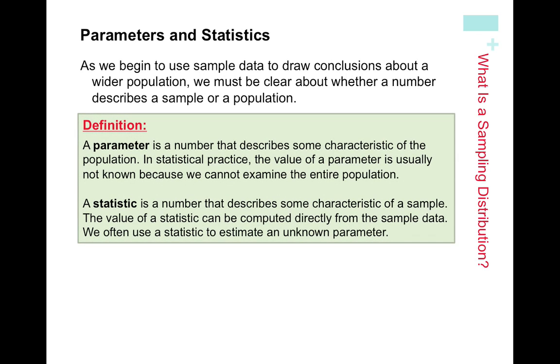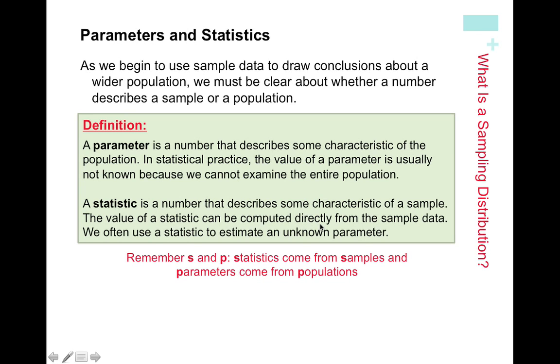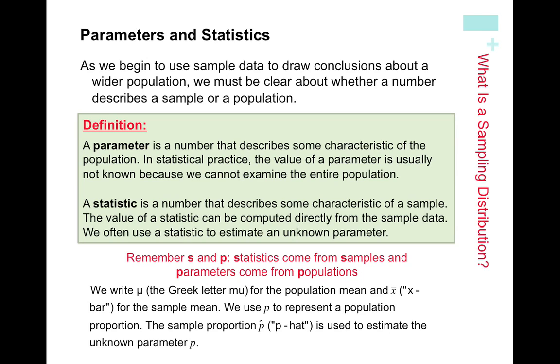We started by defining what a parameter is and what a statistic is. The parameter is just a number that describes a characteristic of a population. Usually we don't know that. So when we use mu or sigma, any of those population symbols, that's a parameter. The statistic is the number that describes some characteristic of a sample, which we get from the sample data, and we use it to estimate the unknown parameter. So we had like x bar or s squared. So statistics come from samples, parameters come from populations.